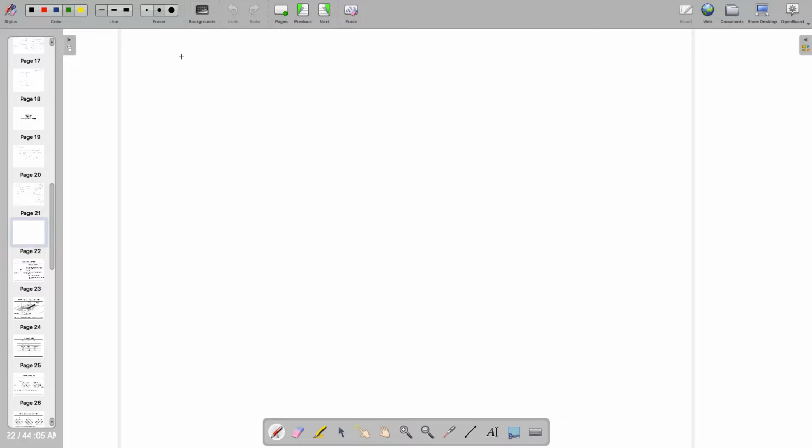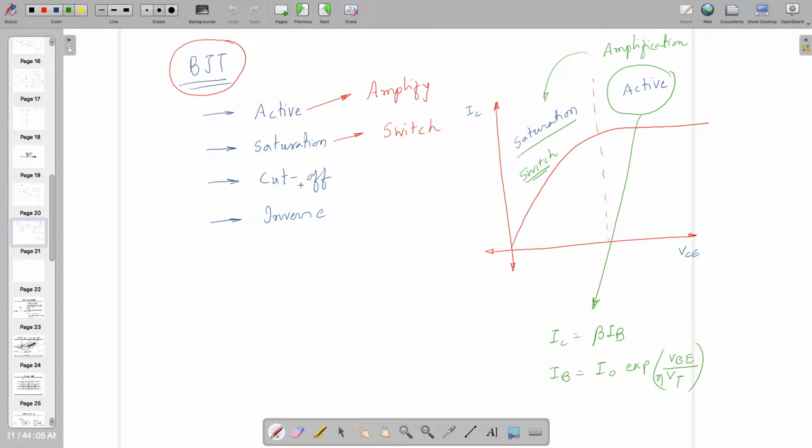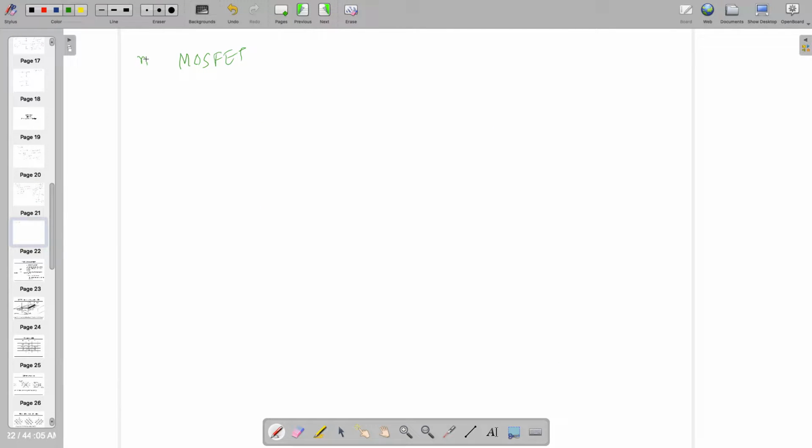In case of MOSFET, by the way, this equation is for N channel, N type BJT. This is NMOS FET, where the characteristic is similar to what you have studied in BJT, but this is VDS with respect to ID, where ID is drain current and VDS is drain to source voltage.